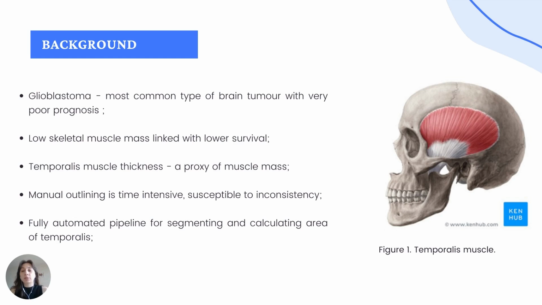Only around 5% of all diagnosed patients survive for 5 or more years. Low skeletal muscle mass has been linked with lower survival in cancer patients, and temporalis muscle thickness has been identified as a proxy to measure skeletal muscle mass. However, to manually outline the muscle is time-intensive and prone to rater inconsistency. Thus, we wanted to develop an end-to-end automated pipeline to segment temporalis muscle and calculate its cross-sectional area.